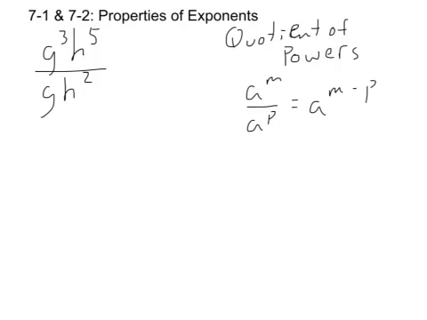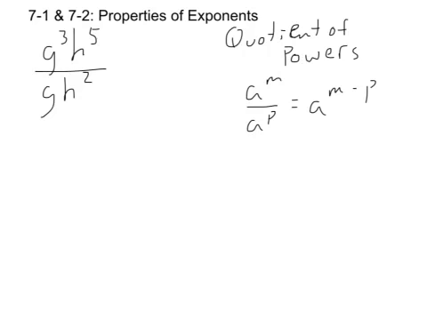So this is our quotient of powers rule. This is now on page number 398. We've got g cubed h to the fifth over g h squared. With our quotient of powers rule, a to the m over a to the p equals a to the m minus p. We're going to be subtracting the exponents.